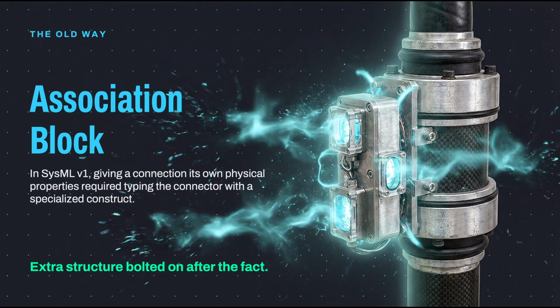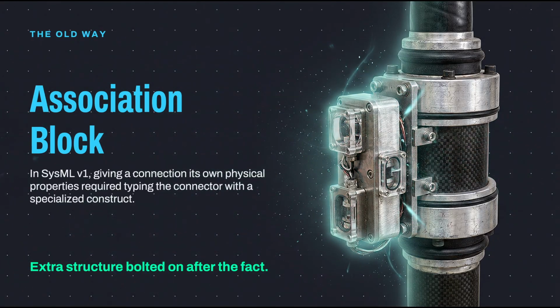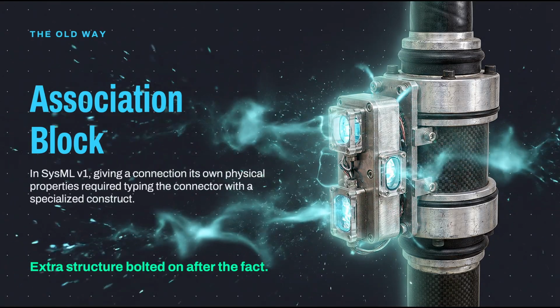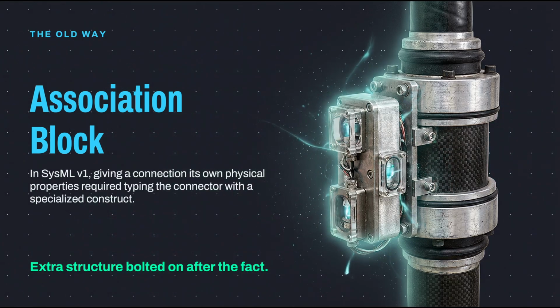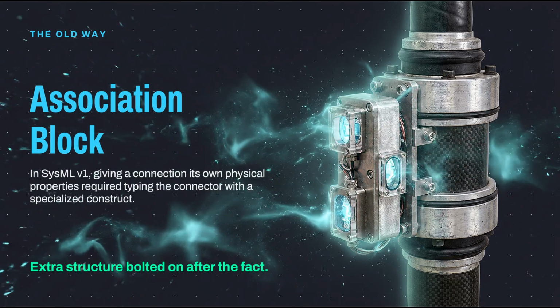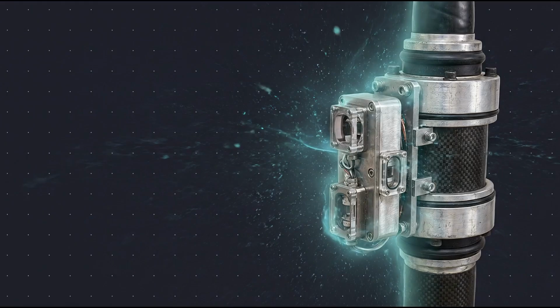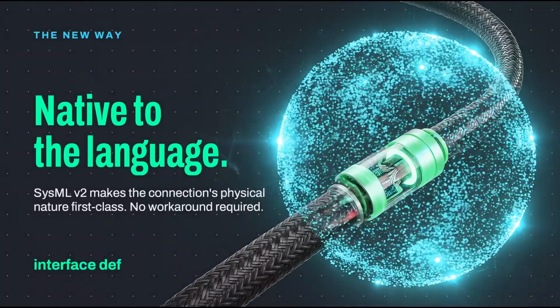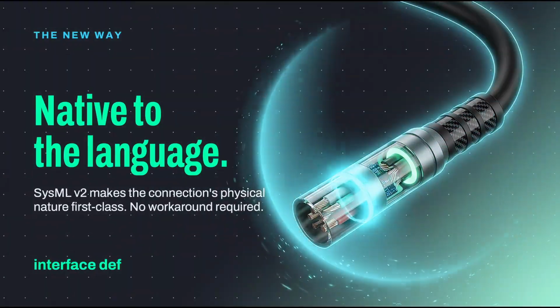In SysML v1, if you wanted a connection to have its own physical properties or internal structure, you had to type the connector with a specialized construct known as an association block. SysML v2 makes the connection's physical nature much more native to the language.